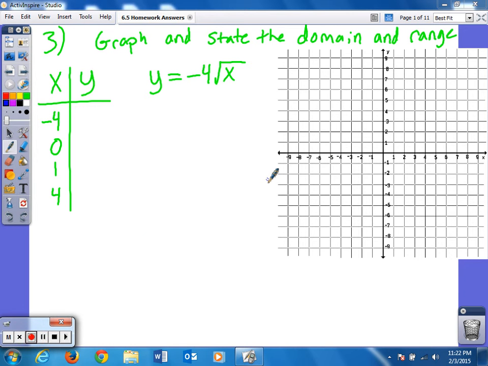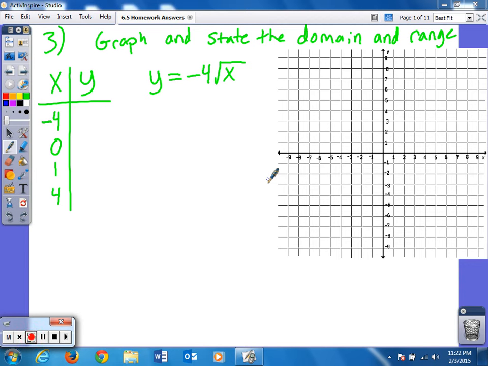Remember that square root functions look like half a parabola on its side. And we'll get that shape by plugging in some values here. So I've chosen some x values to plug in that will be good for showing the shape of the graph and making things easy. So I've chosen numbers that we can easily take the square root of.